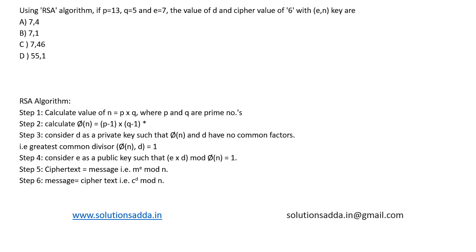This is a question from network security. Using RSA algorithm, if P equal to 13, Q equal to 5, E equal to 7, then the value of D and the cipher value of 6 with E comma N as keys are what?